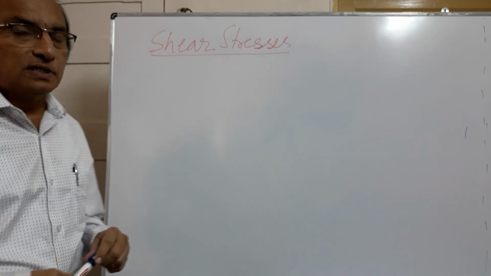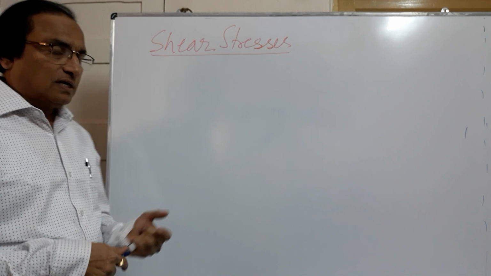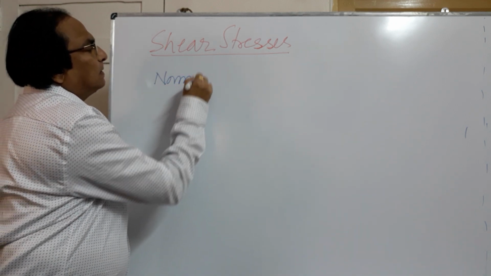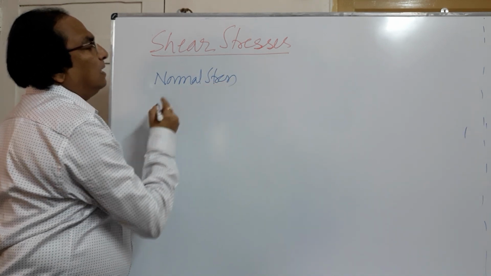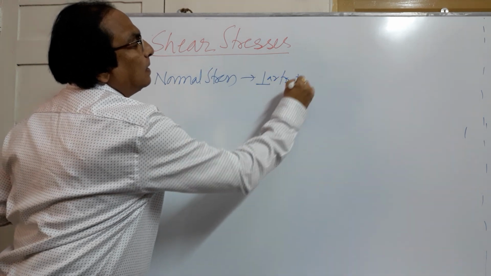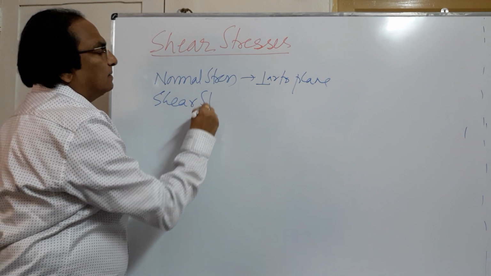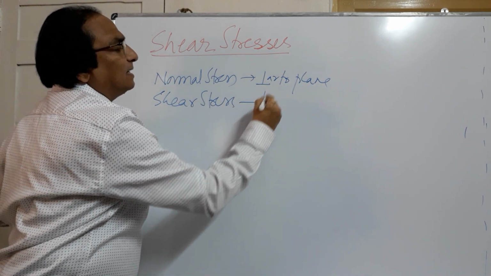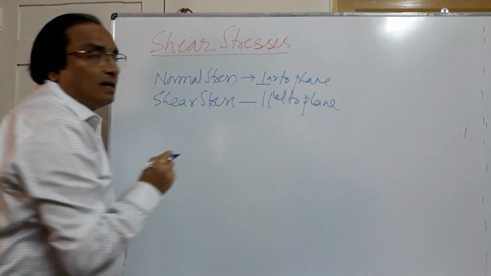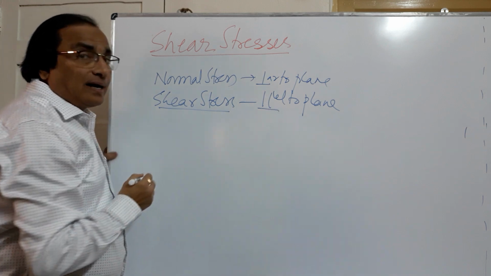Today we'll discuss the topic of shear stress diagram. We know that we have come across two types of stresses. One is normal stress, in which the stresses are acting perpendicular to the plane, and the second one is shear stress, and these shear stresses are acting parallel to the plane. So shear stresses are stresses acting parallel to the plane.